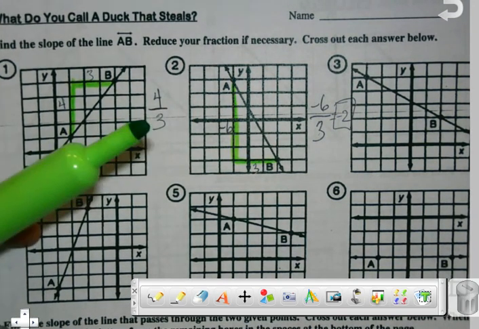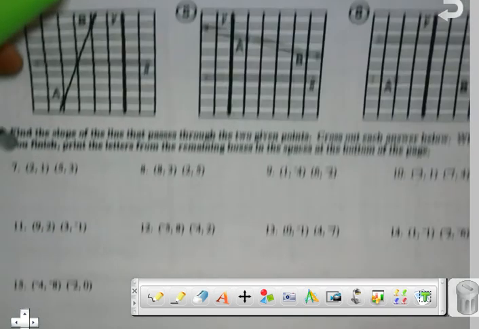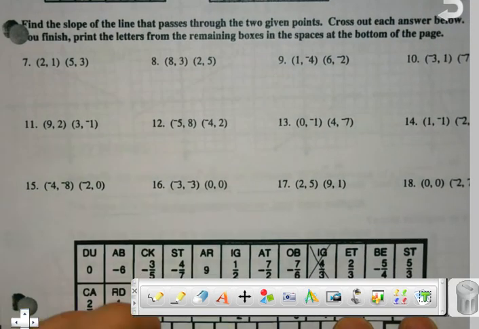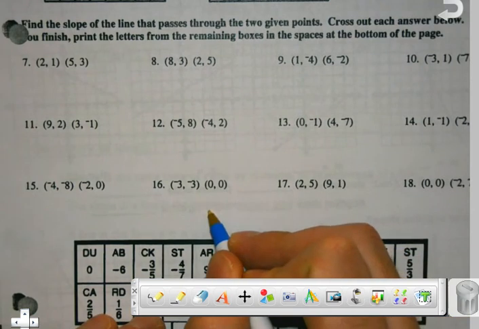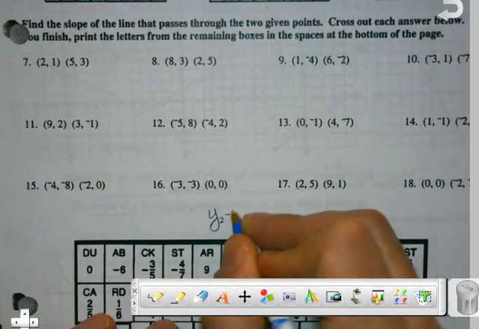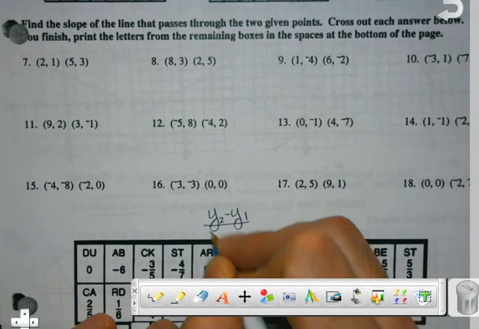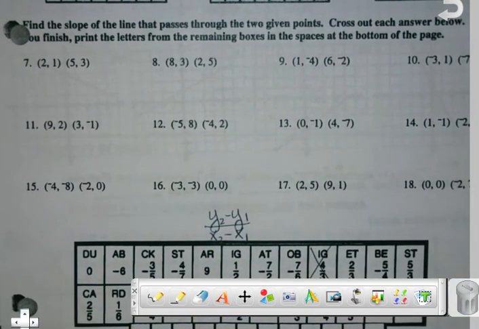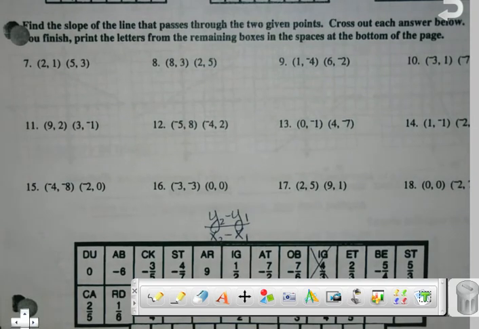So then when you get towards the bottom, down here I'm using my slope formula. And again, you can do it either way. I've got some of you using y2 minus y1 and x2 minus x1. Others of you are using y1 minus y2 and x1 minus x2. That works too.